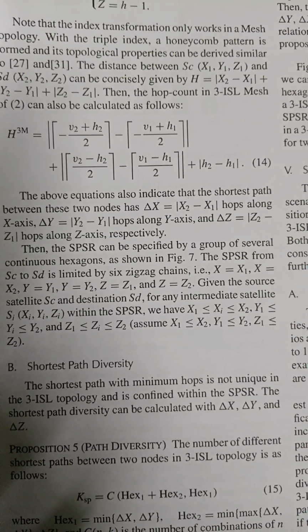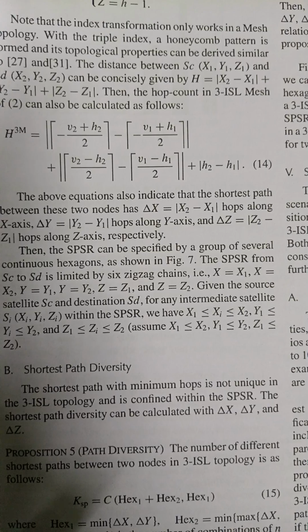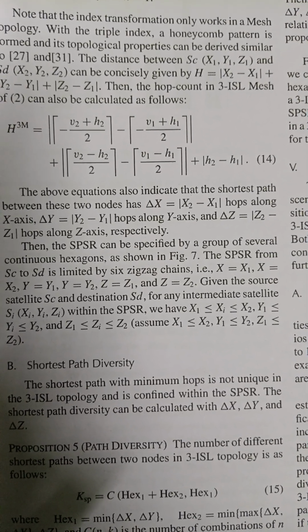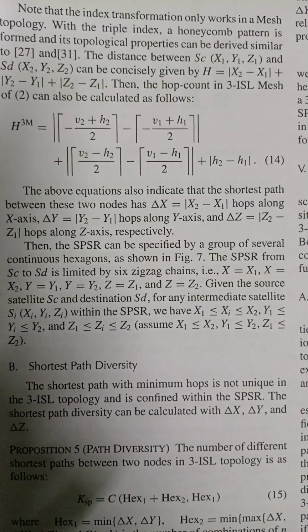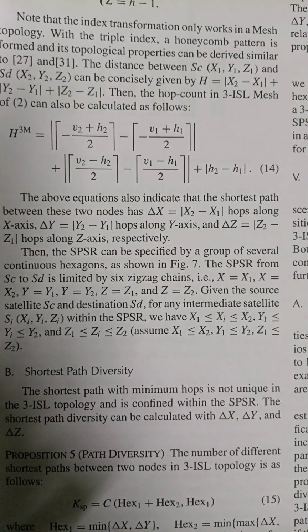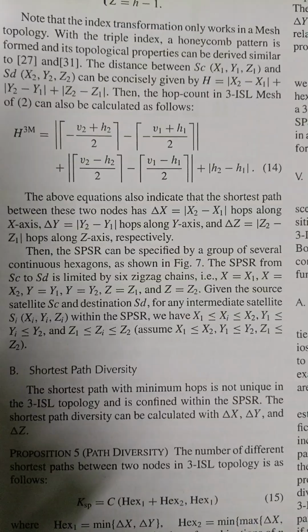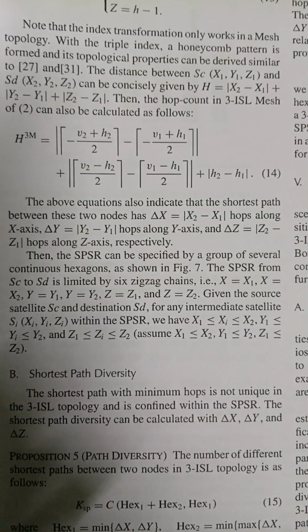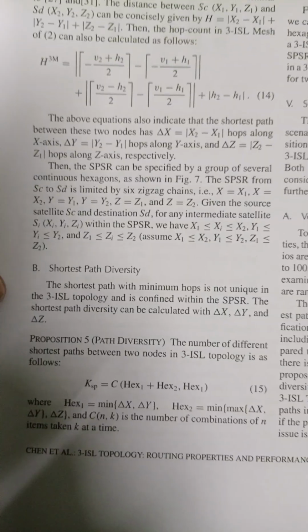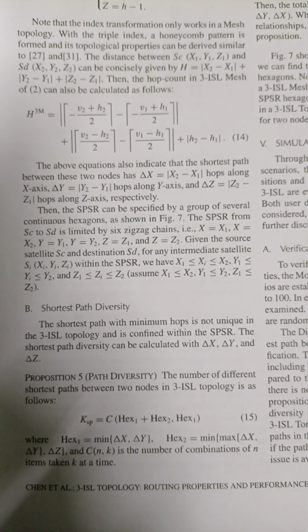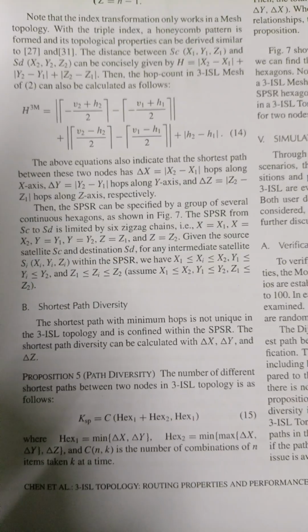Shortest path diversity. The shortest path with minimum hops is not unique in the 3ASL topology, but is confined within the SPSR. The shortest path diversity can be calculated with del x, del y, and del z. Proposition 5: the number of different shortest paths between the two nodes in the 3ASL topology is as follows.